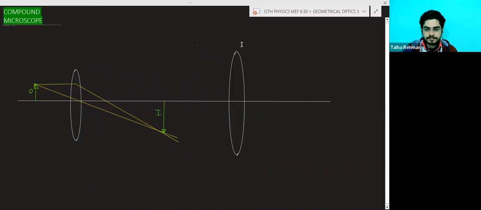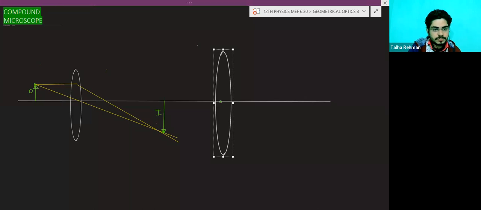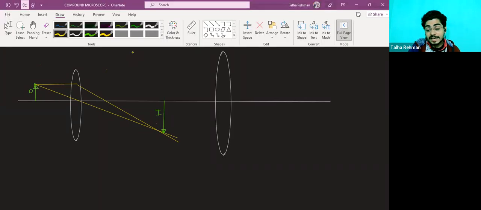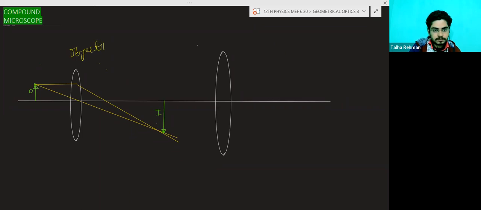Now what happens? This is the eyepiece lens. For this eyepiece lens, this image will work as an object, so image formation will take place by the eyepiece lens. Basically, this is the objective lens and this is the eyepiece lens.